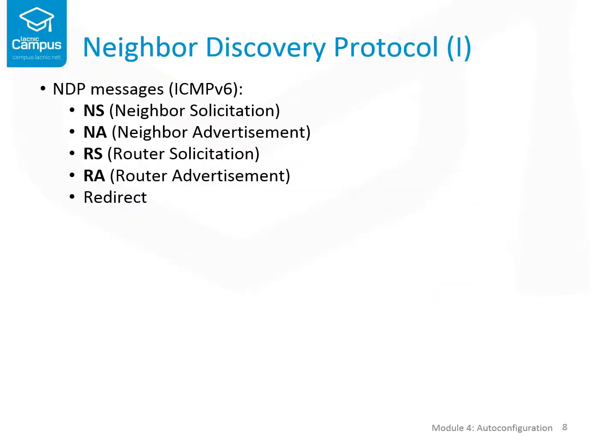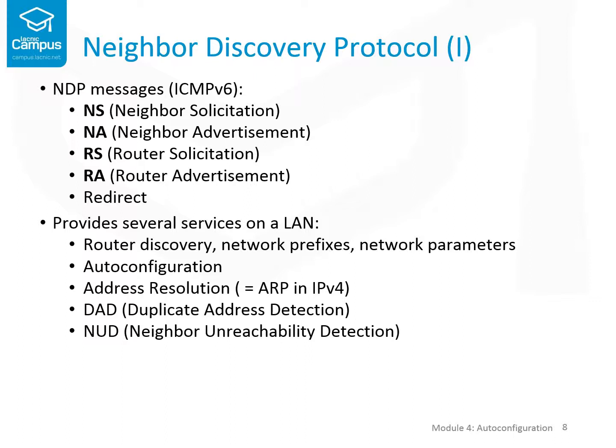The Neighbor Discovery Protocol uses 5 IPv6 messages: Neighbor Solicitation, Neighbor Advertisement, Router Solicitation, Router Advertisement, and Redirect. The redirect message is used in IPv4 and therefore requires the same level of attention. NDP provides several services on a LAN: discovery of available routers, discovery of network prefixes, and configuration of network parameters.